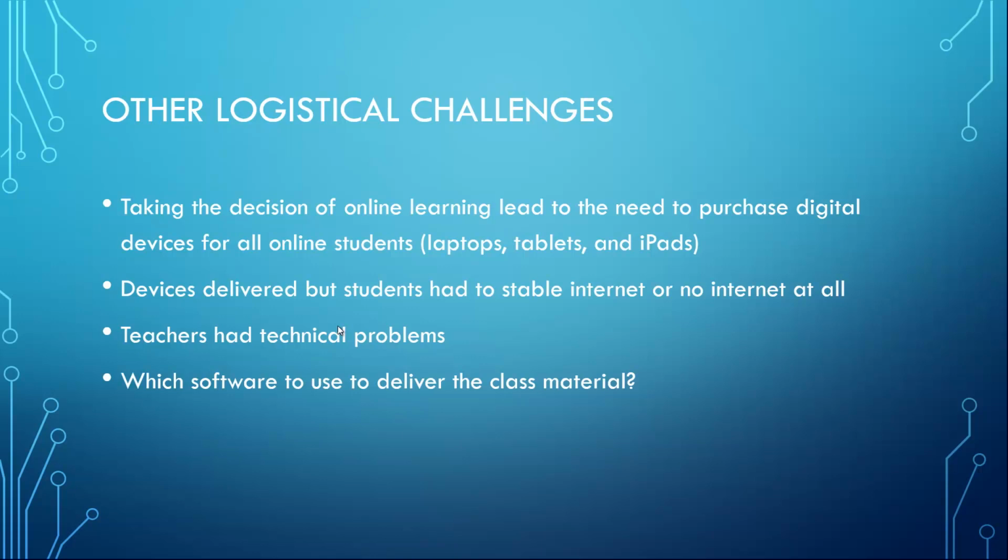Once I have those devices, we need to deliver them to students. But those devices need connections, they need internet. Do they have stable internet? Maybe they don't have internet at all. If they don't have internet in their area or at home, then what are we going to do? How are we going to provide such a service?